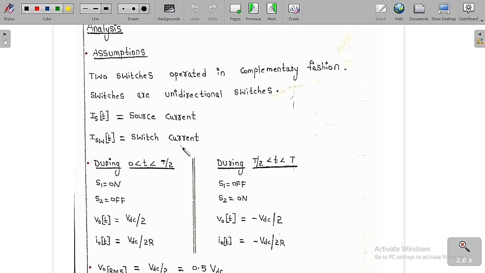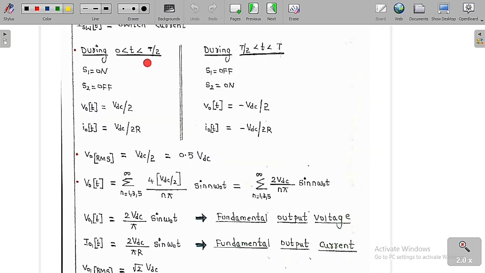For 0 less than t less than T by 2, for this much amount of time we are going to turn on switch S1 and turn off switch S2. If one is on, the other is off, a complementary way. When S1 is on and S2 is off, by using KVL we get V naught of t equal to VDC by 2, and I naught of t equal to V naught by R, which is VDC by 2R. So VDC by 2R is the output current.